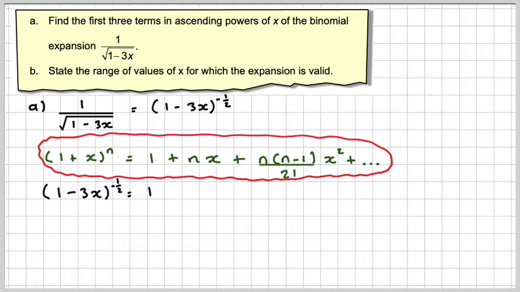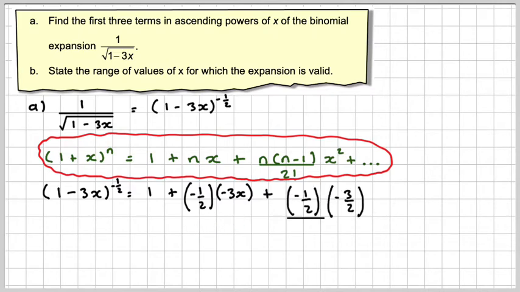The first term is easy, it's 1. And then the next term is going to be minus a half times my value of x, which is (minus 3x). But notice I've put them into brackets. The next term is going to be minus a half, n minus 1 will be minus 3 over 2, divided by 2 factorial. And then we've got the (minus 3x) squared.